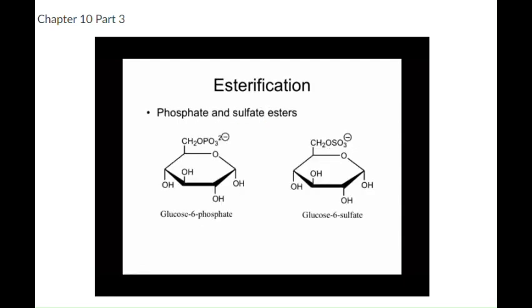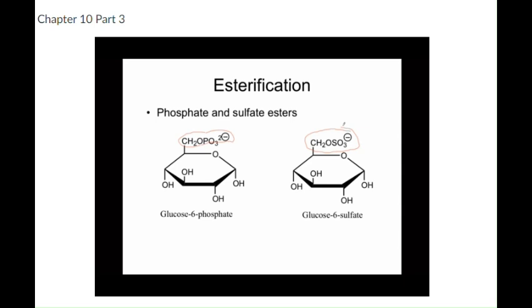So with all the hydroxyl groups we have around, it makes sense that very often we stick things to those hydroxyl groups and make esters. Some very common esters to make are phosphate esters, as is seen in this structure here. Here we have a phosphate attached to carbon number 6. This is glucose 6-phosphate. Same thing can happen with sulfate esters. Here we have glucose 6-sulfate.